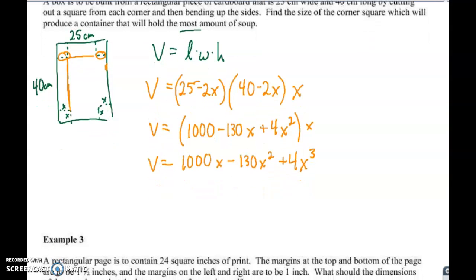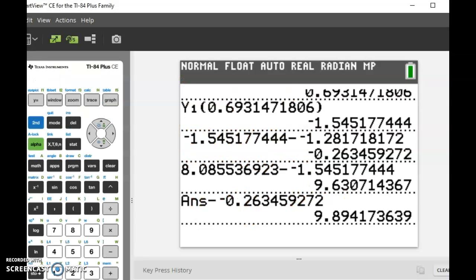And now I feel like we could just do the derivative. So dV/dx would equal 1,000 minus 260x plus 12x squared. Set that equal to 0. I think I'm just going to go to a calculator at this point, because I've already been using a calculator. Maybe I'll just share with you mine.